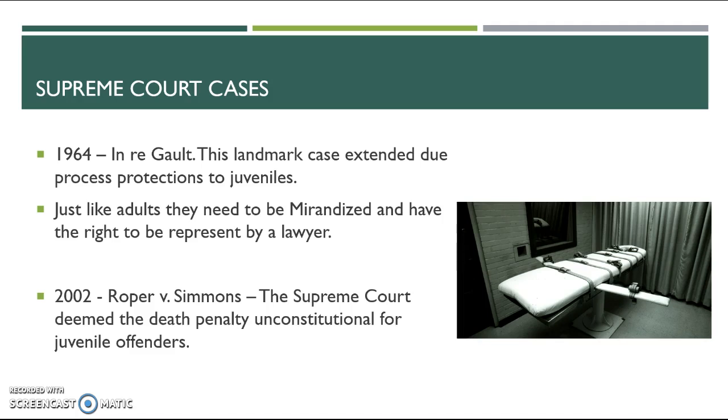The other Supreme Court case that you need to know about when it comes to juvenile justice is Roper v. Simmons. And this is a more recent case from 2002. And in this case, the Supreme Court ruled that the death penalty was unconstitutional for juvenile offenders.